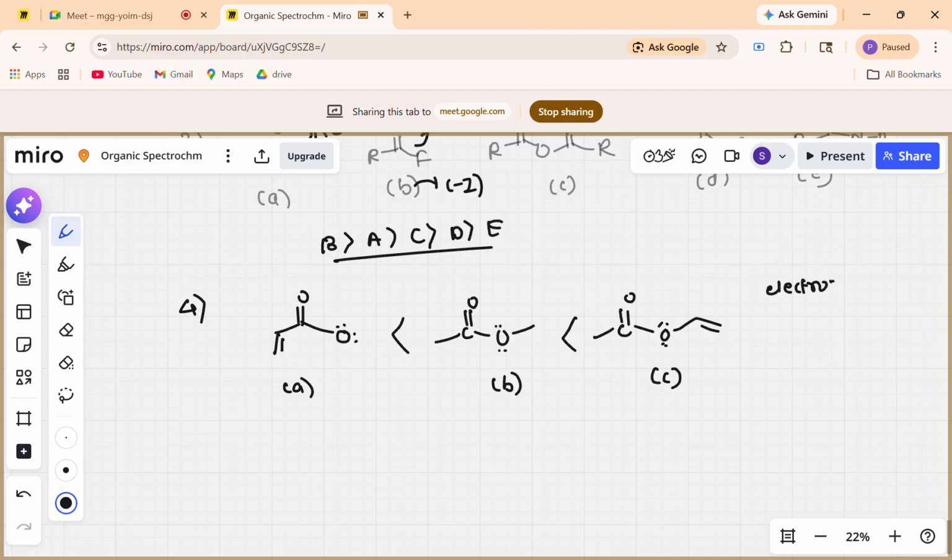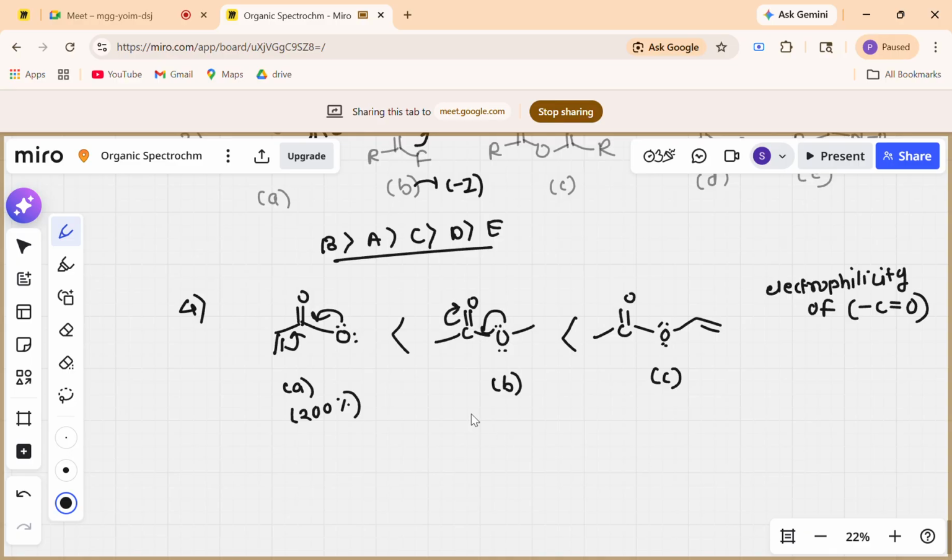C, B, and D. Can you repeat? C will be the greatest, and then B and A. Yeah, correct. So the order will be this, right? How do you solve it? Here we have to consider how the electrophilicity of the carbon of the carbonyl group is getting affected, right?